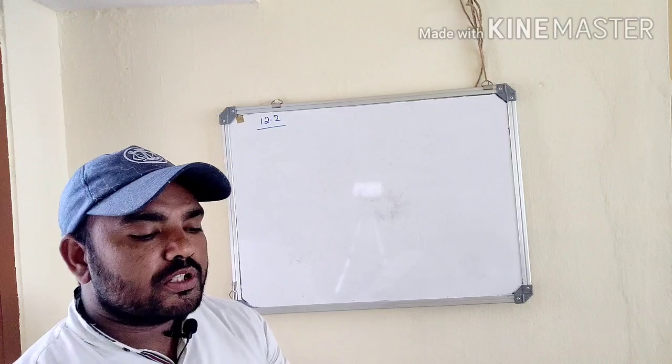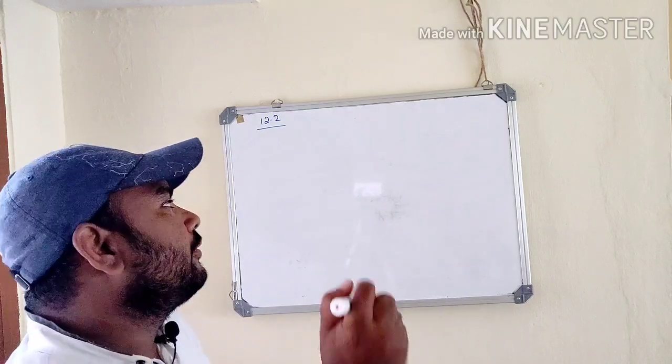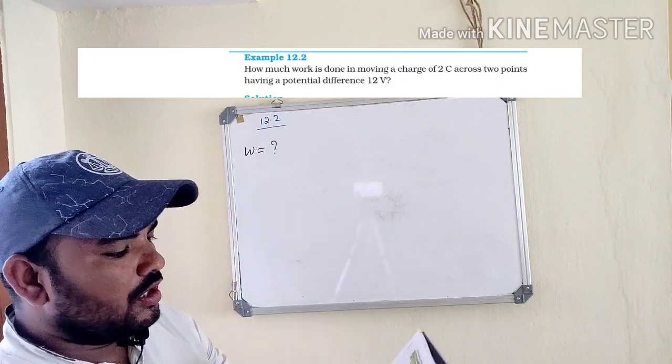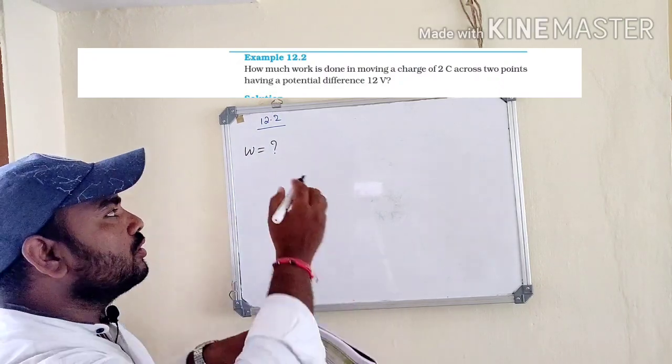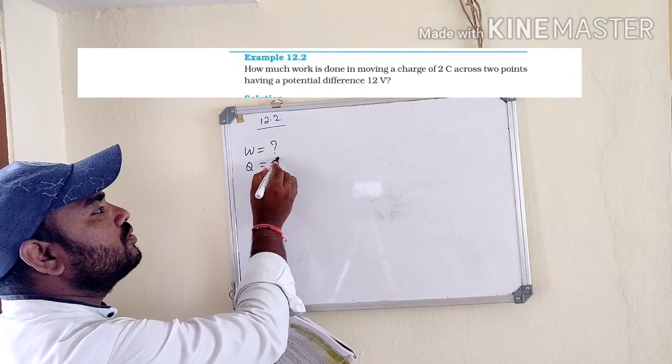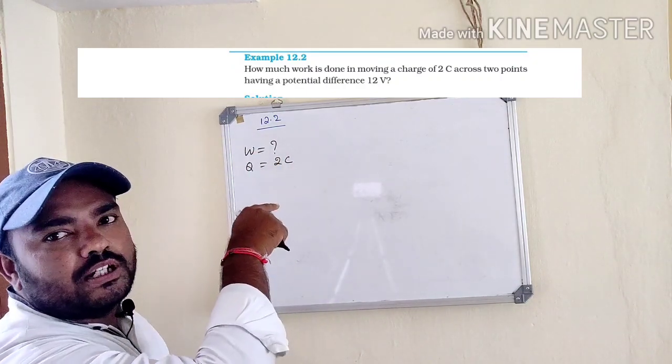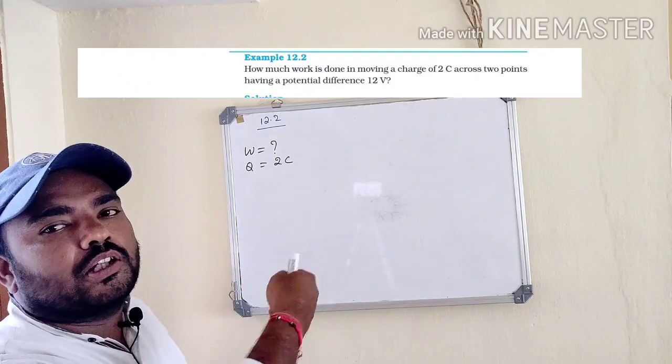He is asking how much work is done. It's very simple, children. We need to calculate the amount of work done over the charge. They have mentioned the charge is 2 coulomb. So over the 2 coulomb charge, we need to calculate how much work is done.